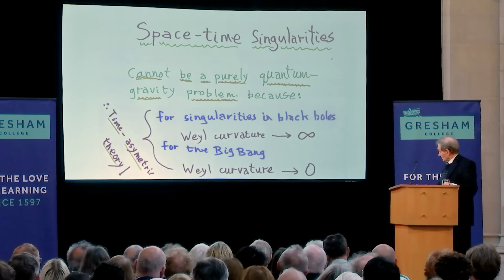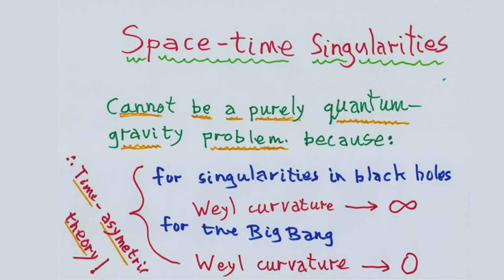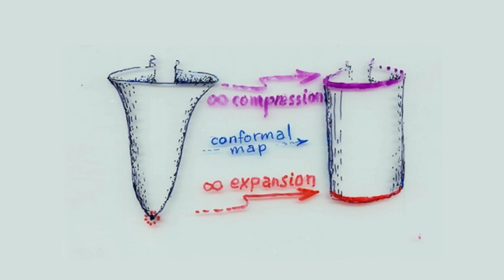Now, for some reason they weren't there, and this is just a postulate. Weyl curvature goes to infinity in the future, okay, goes to zero in the past. Why? Doesn't seem to be any kind of quantum gravity that we know, despite people working on quantum gravity and thinking that's the answer. I don't think it's the answer. The answer is something else.